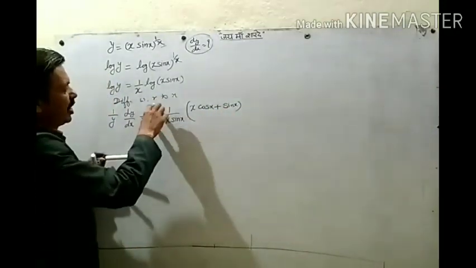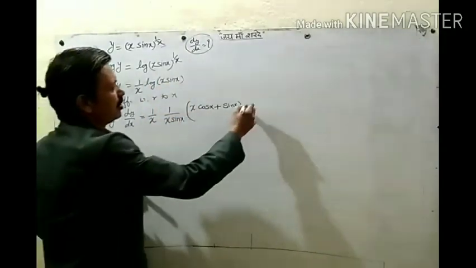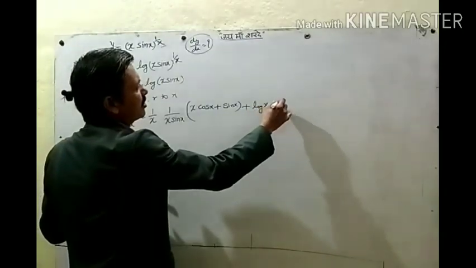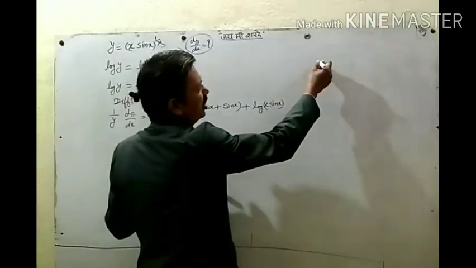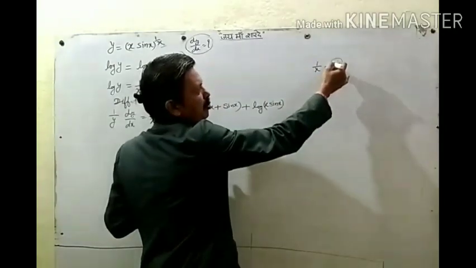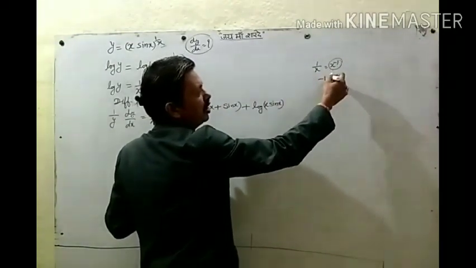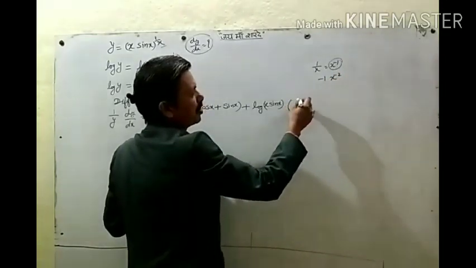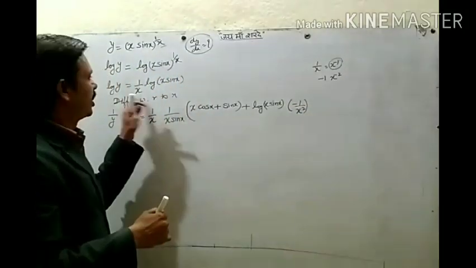So this is the first function as it is, and the derivative of the second function is this, plus log of x sin x as it is, and the derivative of 1 by x. 1 by x we can write as x to the power minus 1. So it is in the form of x to the power n. When we apply the derivative of x to the power n, we get minus 1 into x to the power minus 1 minus 1, means minus 2. That can be written as minus 1 upon x square. So the derivative of 1 by x is minus 1 by x square.